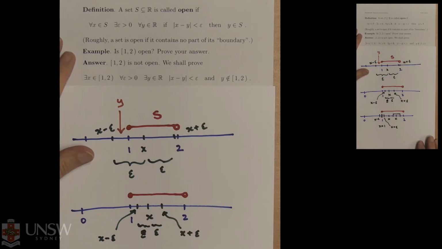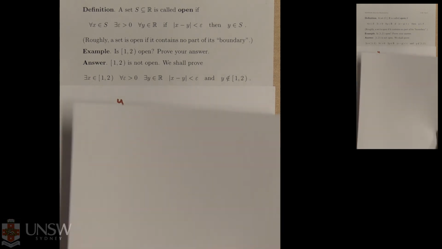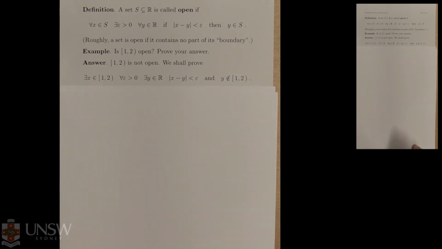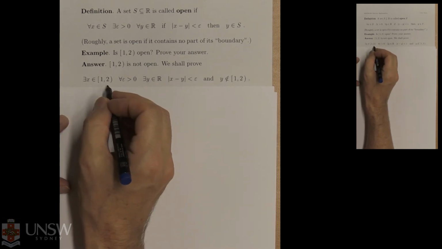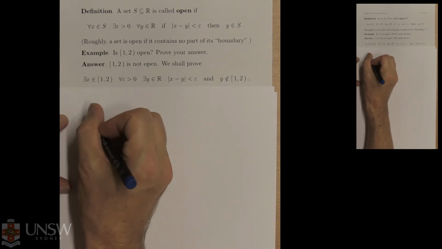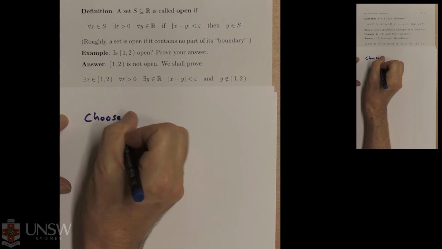So, let's prove that in the usual way. And in fact, before we write anything more, before I reveal what I've written, let's use some logic. Like I said before, if you've got lots of logic, then it's a good thing to write down the logic first. My first thing is I have to choose an x in the interval 1 to 2. Choose x equals something.